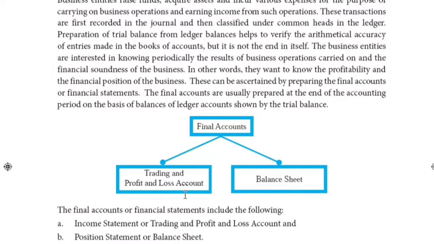In the final accounts, you will be opening 3 accounts. One will be the trading account. Then you'll have the profit and loss account. Lastly, it's called the balance sheet.